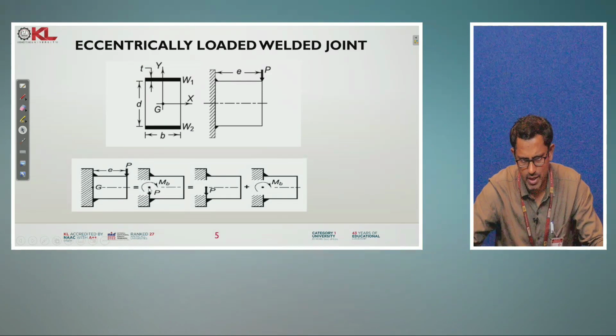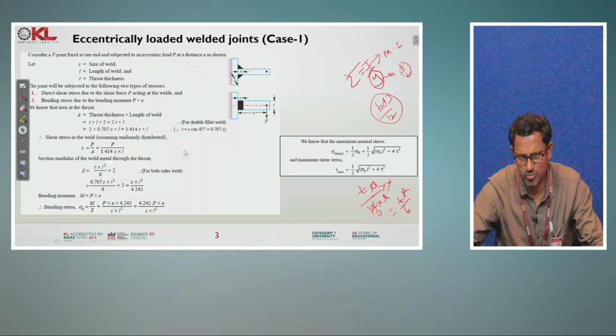One is direct shear stress, another is the bending moment. So because of this load, we get direct shear and the bending moment. Once you get both the values, sigma b and tau, you can use the theories of failure to calculate the equivalent stress.